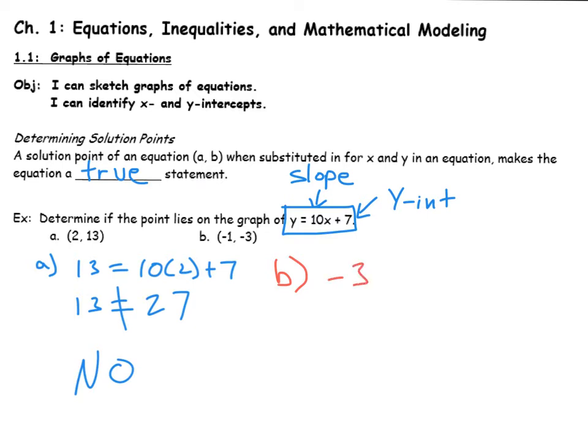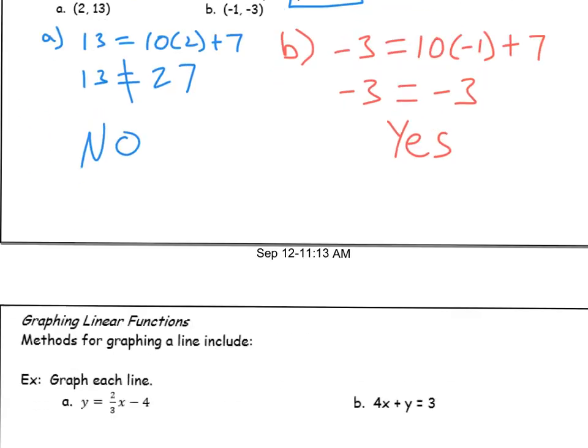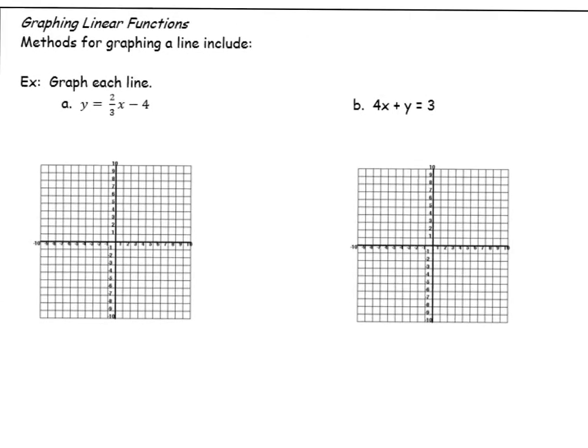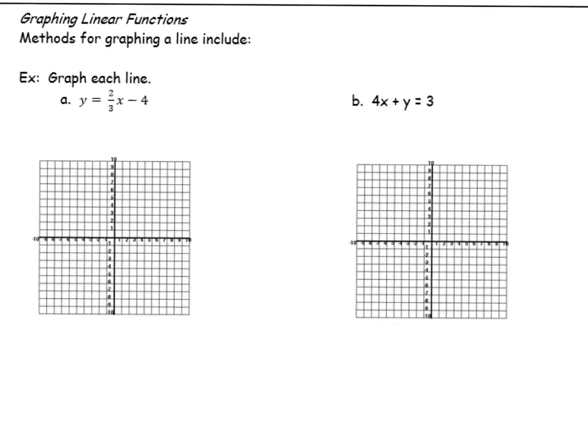-3 in for y, -1 in for x. We'll test to see if this is a solution. -10 plus 7. There you go. Is that a solution point? Yes, it is, right? Easy enough. If it works, that point is a solution, it would be on its graph. All right, a couple more lines.